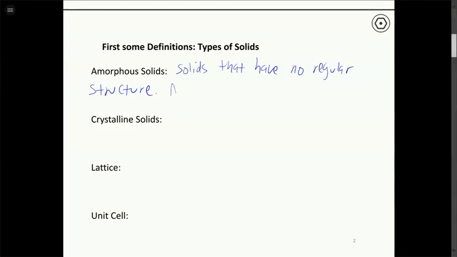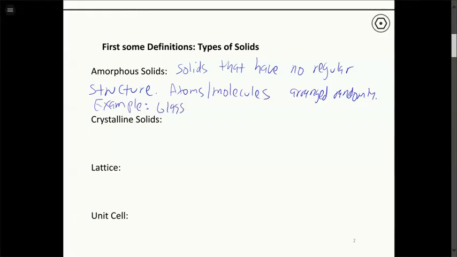So these solids can be made up of atoms and or molecules, and those atoms and molecules are arranged randomly. There's a very common example of an amorphous solid that you've all dealt with in your regular life, which is glass. Glass is a solid, but it has no regular structure, so we call it amorphous. There are probably others, but that's the most common one.